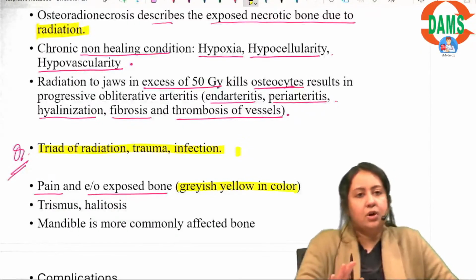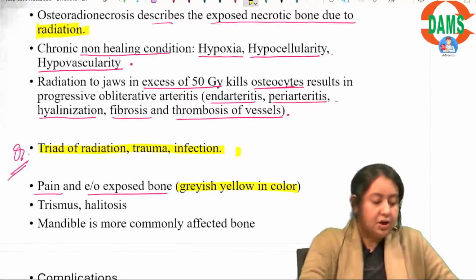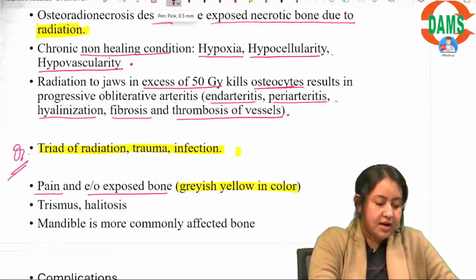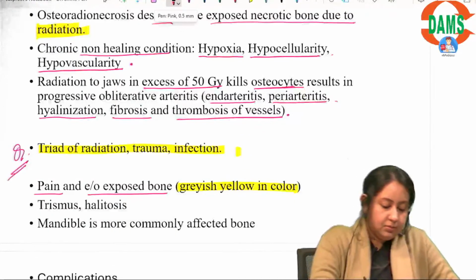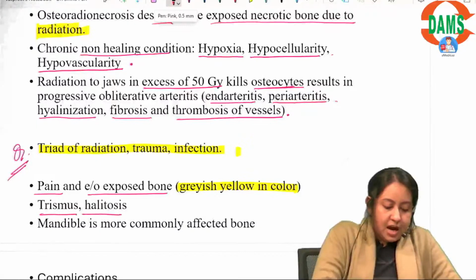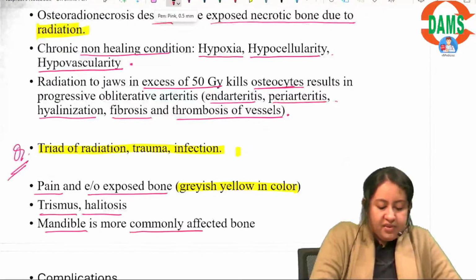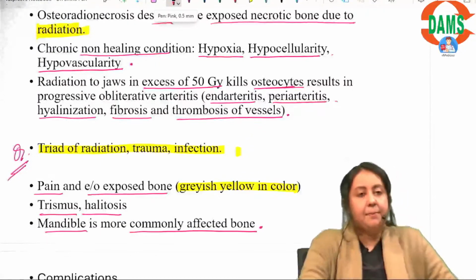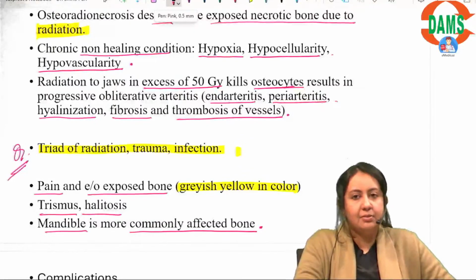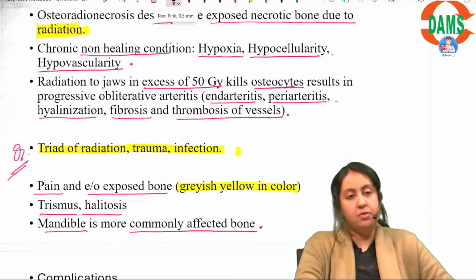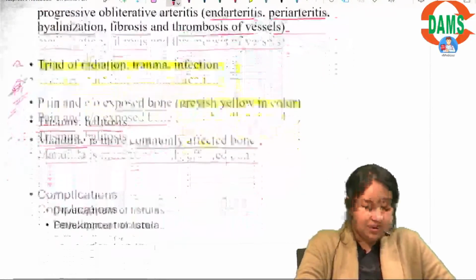Grayish yellow in color. It would be associated with trismus and halitosis. And mandible is more commonly affected bone as compared to the maxilla. Mandible is the most commonly affected bone due to its single blood supply.